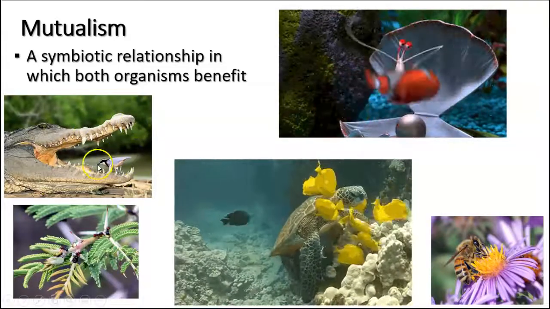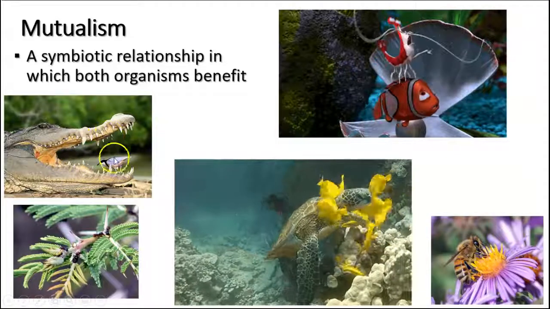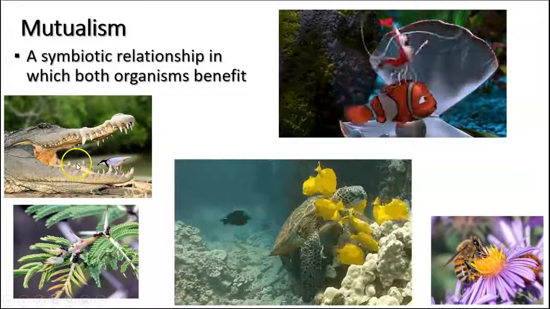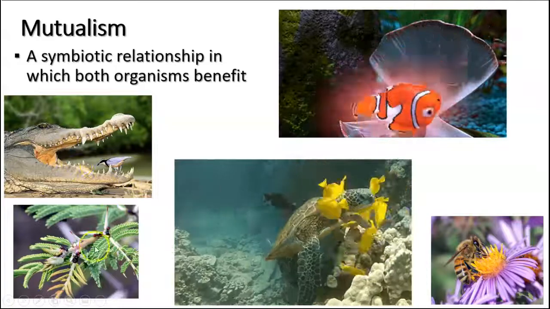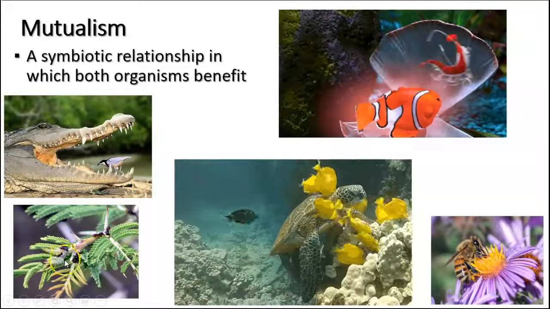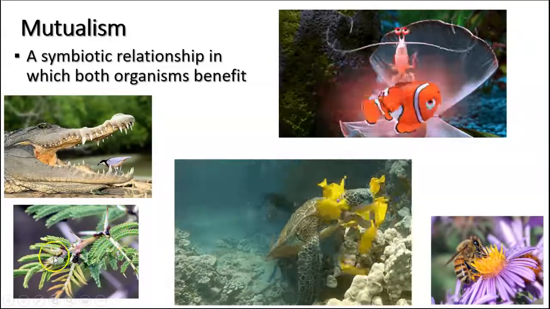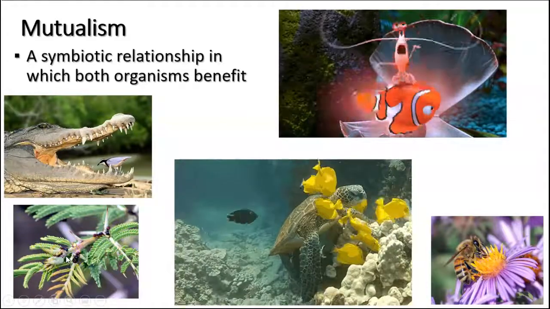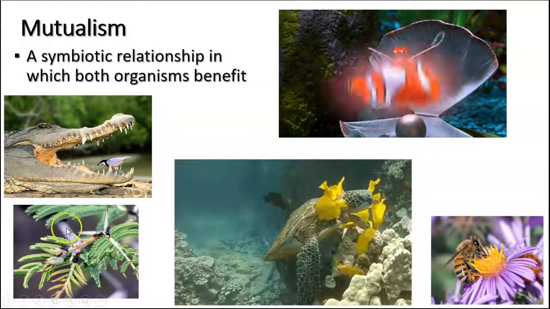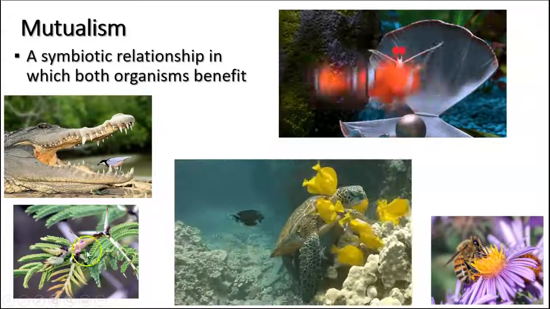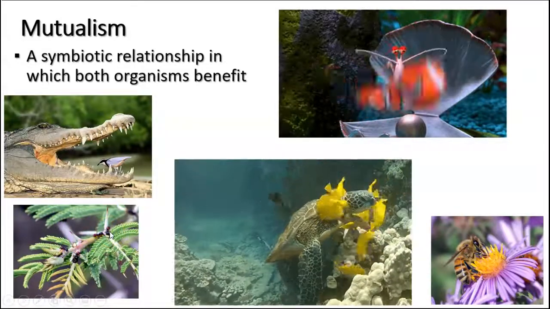We have here a bird that basically picks the teeth of the crocodile, and that keeps the crocodile's mouth healthier, and it gives the bird something to eat as well. These are ants in an acacia tree, and they help protect the tree from other insects. And also the thorns on the tree protect, and that gives a place for the ants to be.